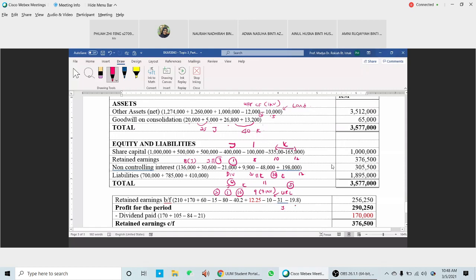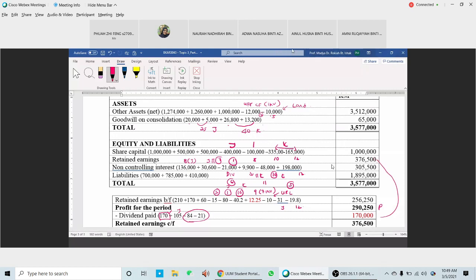And then minus 19.8 here is item number 2. So you are going to have your RE brought forward here, 56 to 54. Plus profit for the period, which is profit for parents. And then minus dividend. Dividends here, 170 plus 105, is from Jebat. And then minus the eliminations that we have here. At the end, you are going to have 105 here. So at the end, the figure here is only 170. So you are going to have RE carried forward be this figure.